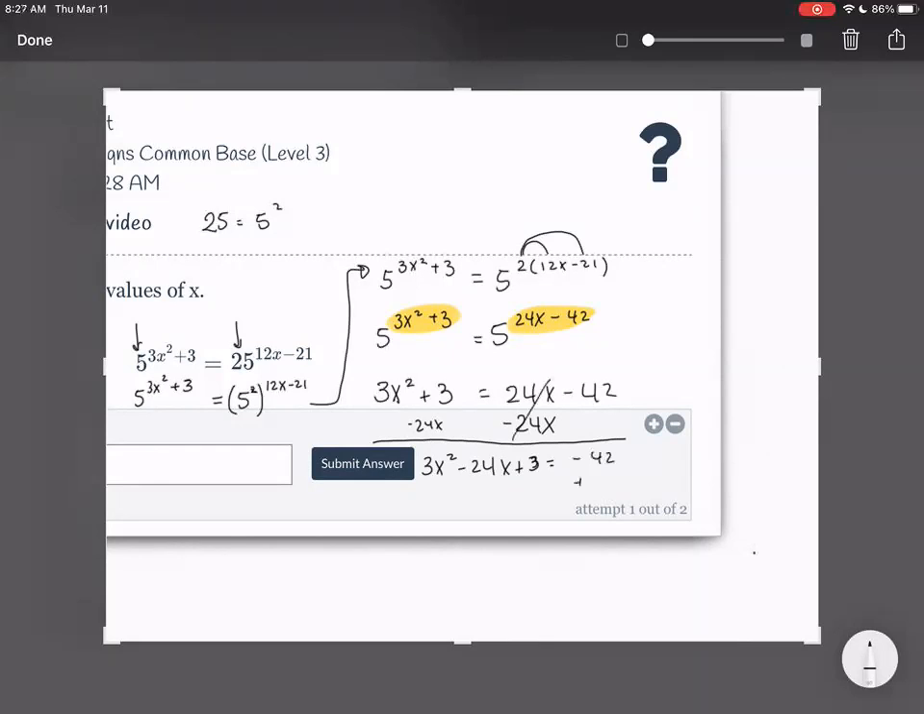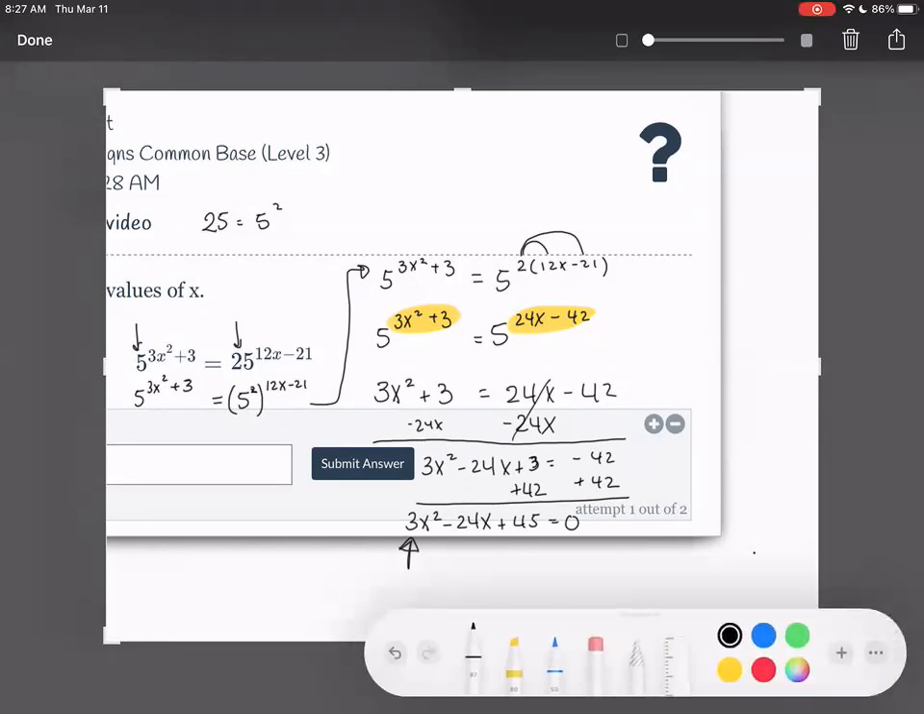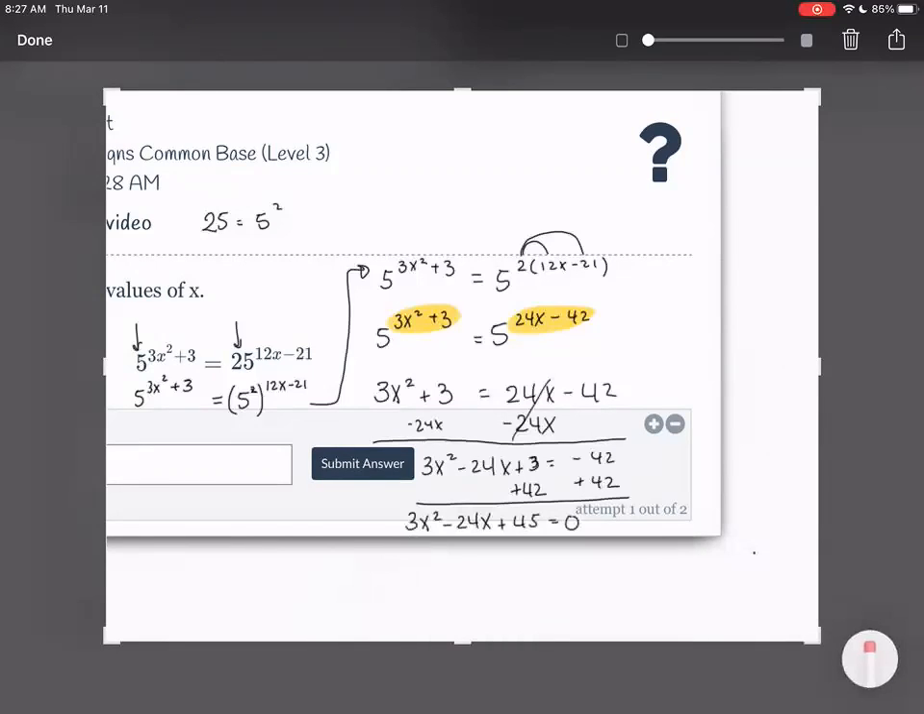Then remember, we also want to bring over that 42. So we get 3x squared minus 24x plus 45 equals 0. And then notice this 3, we don't like the 3 here, so we are going to divide everything by 3. And I think Delta Math has this category set up such that anytime you have a coefficient in front of your x squared, you should divide by it because it will still give you whole numbers. Like 24 is divisible by 3 and 45 is divisible by 3 as well. So let's divide everything by 3.